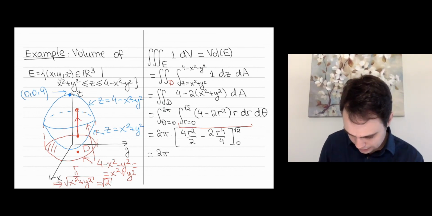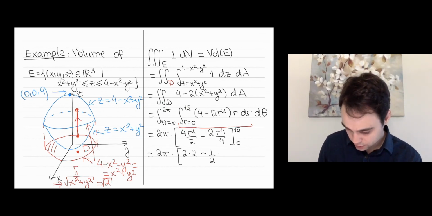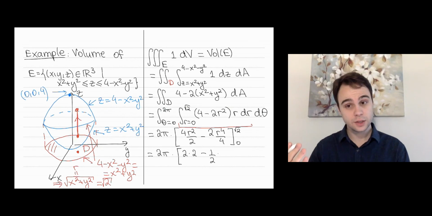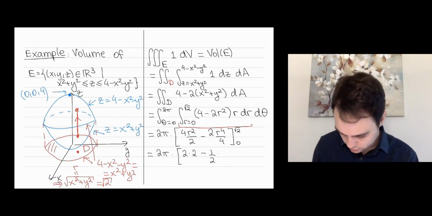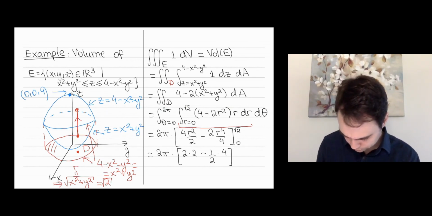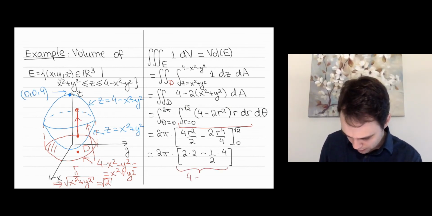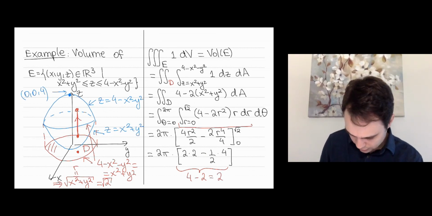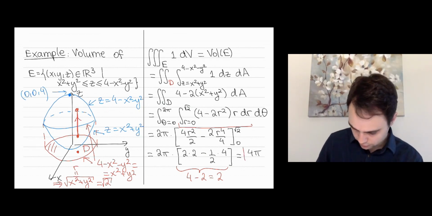That's 2 pi times 2 times root 2 squared, which is 2, minus 1/2 times root 2 to the 4th power. That's 2 squared, that's 4. And so here we have 4 minus 2, that's 2. Before we have 2 pi, so multiply 2 pi by 2, we get 4 pi. And that's the value of the integral.